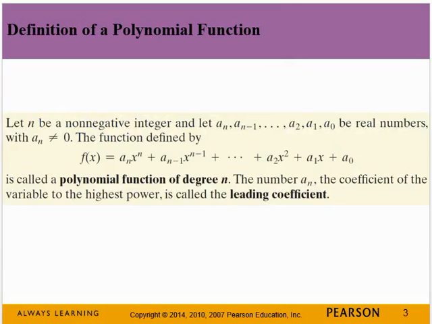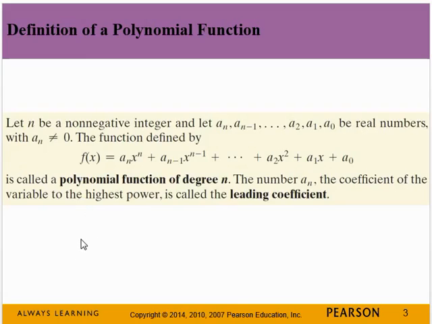So, definition of a polynomial function. This looks very confusing. It's not as confusing as it looks. Let n be a non-negative integer, and let a sub n, a sub n minus 1, etc. be real numbers, where a sub n is not 0. The function defined by f of x equals a sub n x to the n plus a sub n minus 1 x to the n minus 1 plus etc. is called a polynomial function of degree n. So that is your degree. Your exponent is the degree.